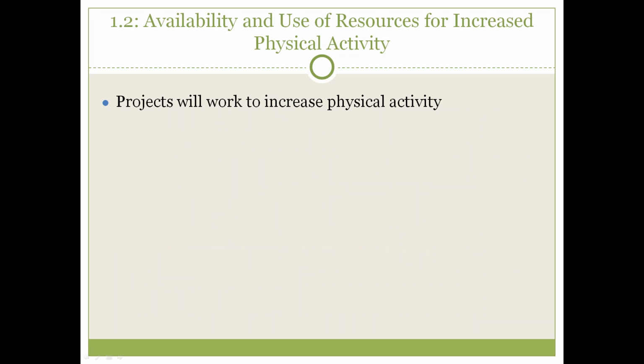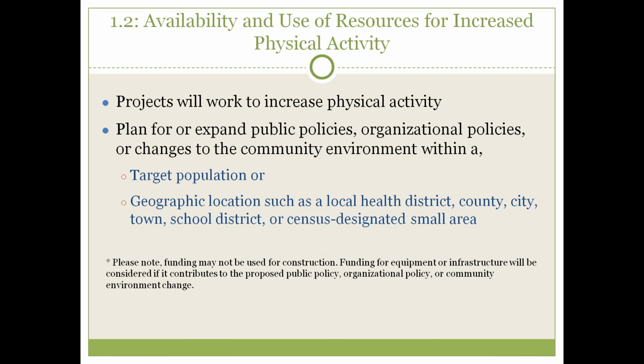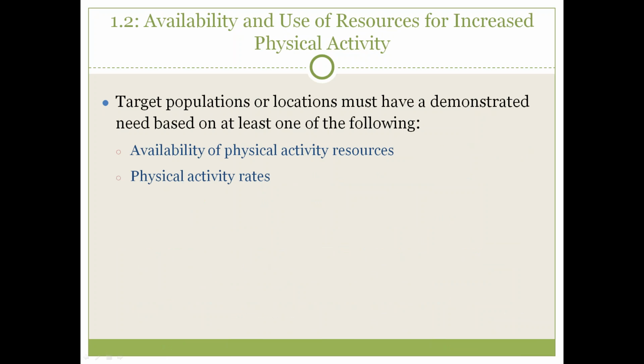So for availability and use of resources for increased physical activity, projects will plan for or expand public policies, organizational policies, or changes to the community environment within a target population or the same geographic location such as local health district, community, city, town, school district, or census-designated small area. The target populations or locations must have a demonstrated need based on at least one of the following: availability of physical activity resources or physical activity rates. Also, low socioeconomic status.